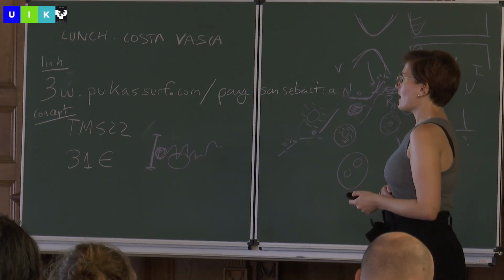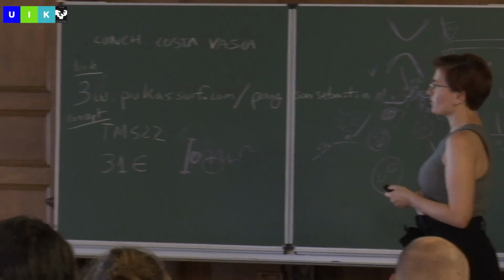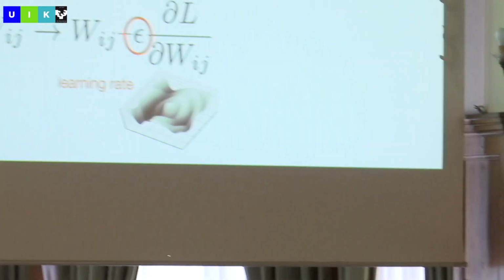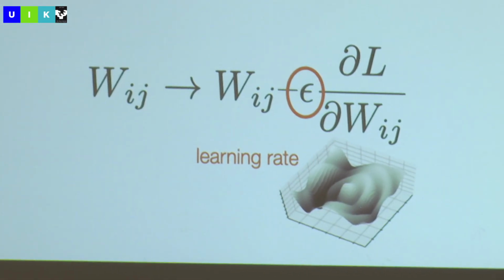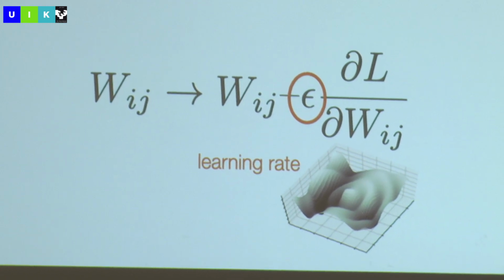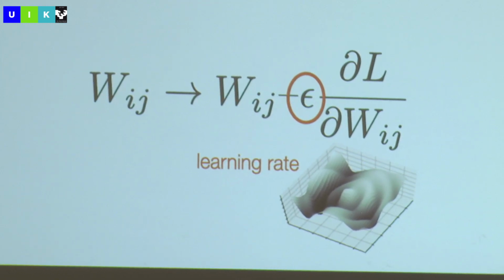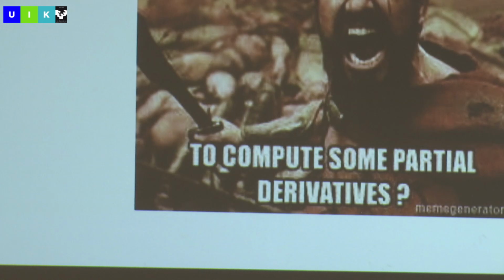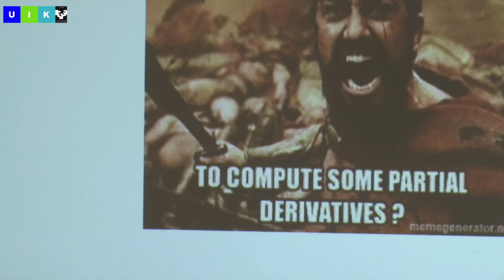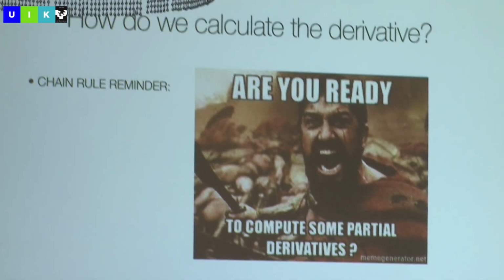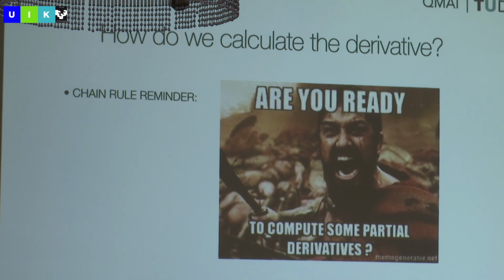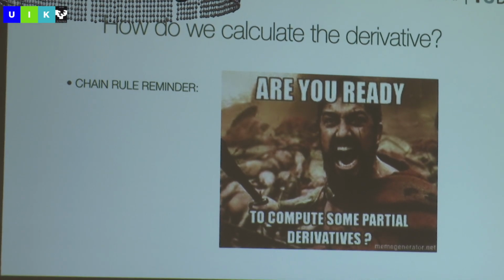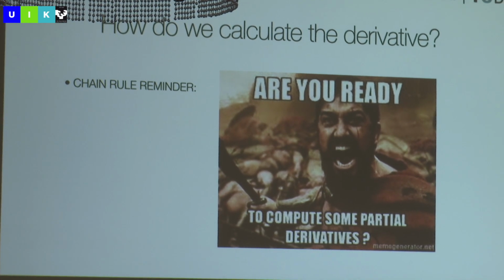So now, of course, the hard question is how to calculate this derivative, right? Because the weights are all over the network. The loss function is something at the end. So how do we evaluate this? And this is really a question at the core of training neural networks. So first things first, as I said, the weights are all over the network. We need to calculate some loss function. So let's remind ourselves what the chain rule is.